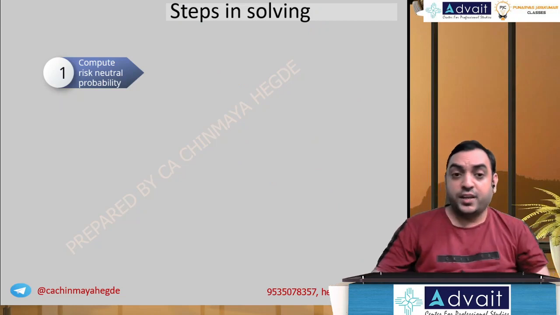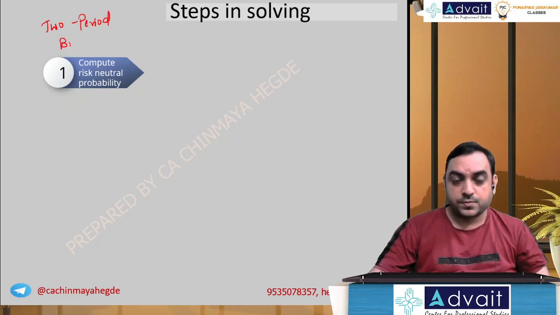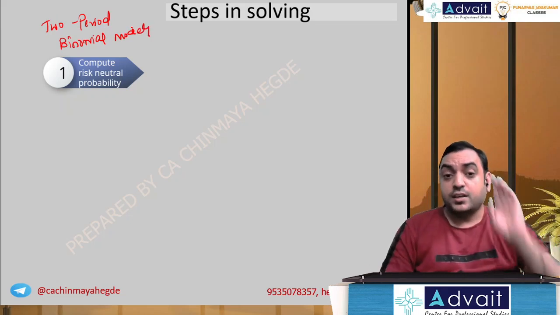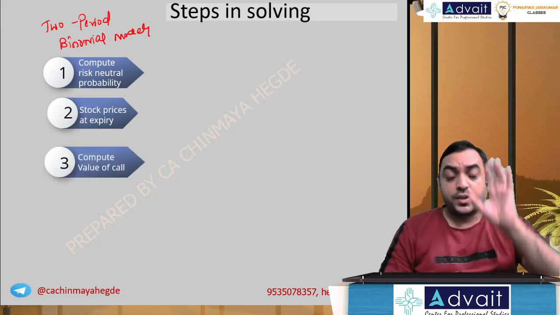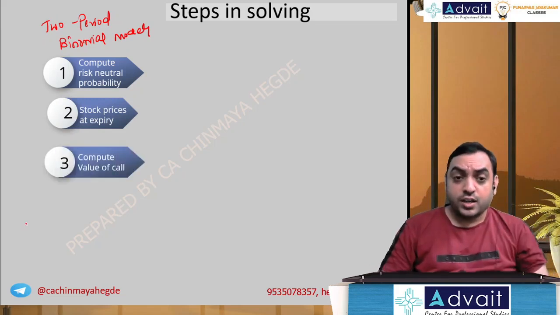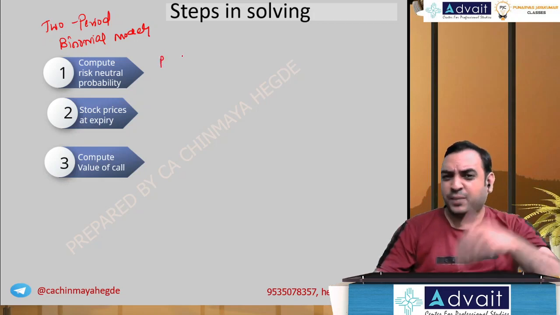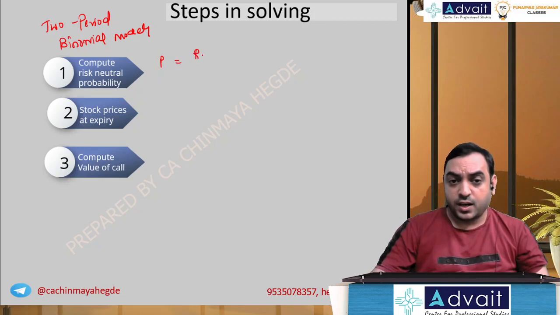We follow this two-period binomial model in three steps. First step, risk neutral probability. Second step, stock prices at expiry. Third step, computing the value of call. Now, risk neutral probability, what is the formula? You can do F minus L by H minus L, or using the institute format, R minus D by U minus D. R is 1 plus R, D is 1 minus percentage down, and U is 1 plus percentage up.